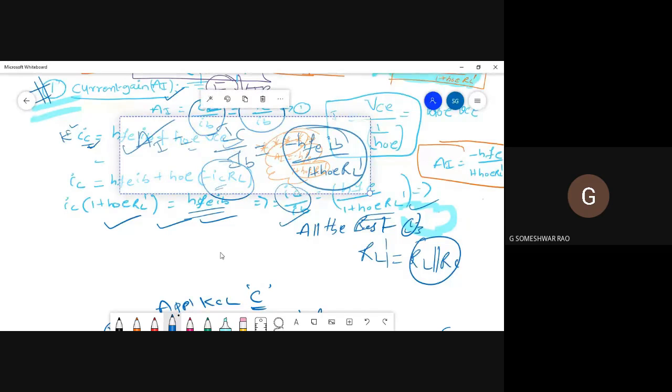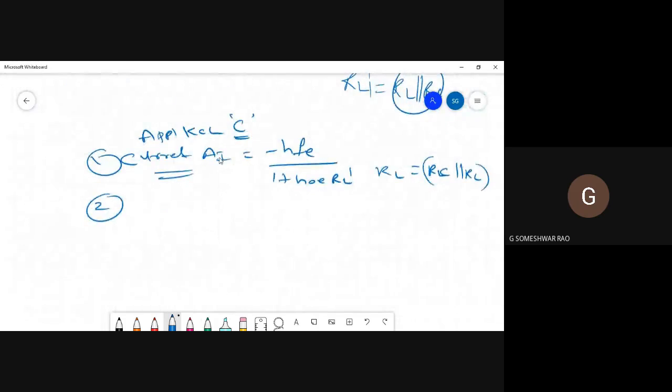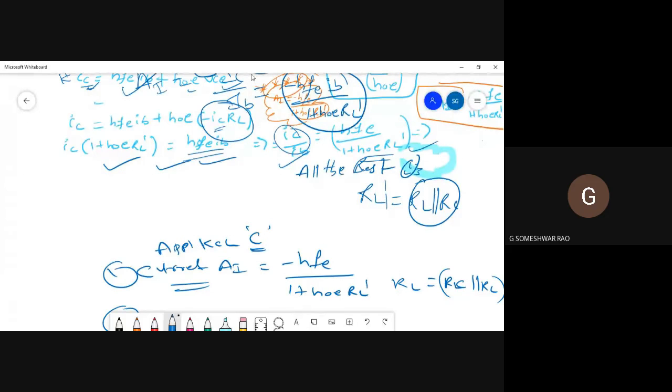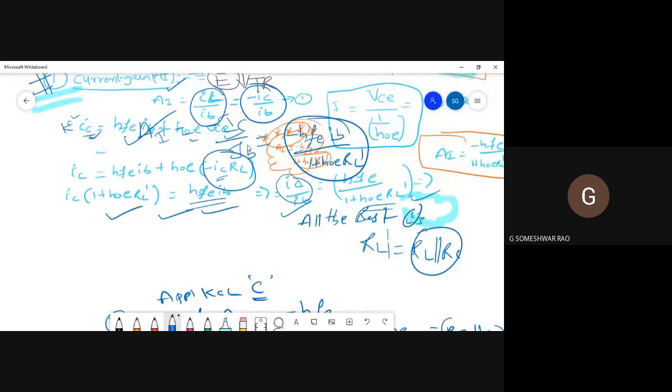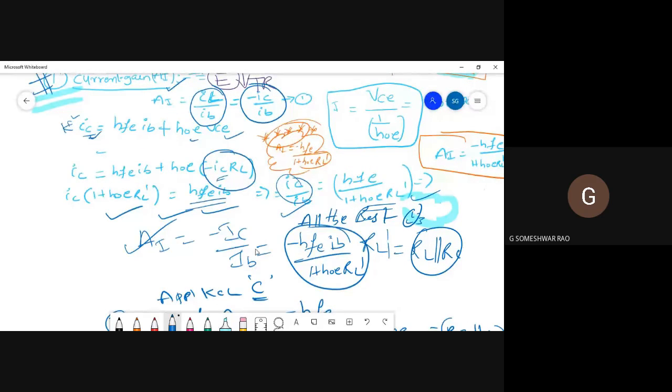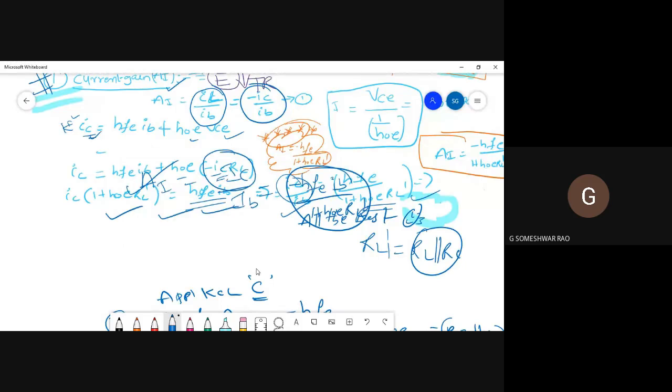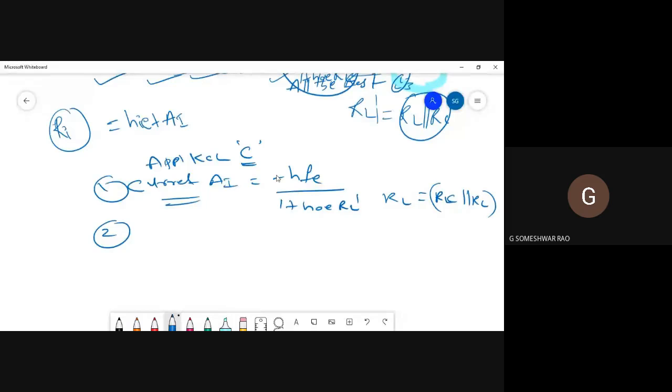Similarly, if you apply the KCL at the collector terminal, you are going to get this. And if you apply the KVL across the input loop, we are going to get RI. What is RI? Input resistance. RI is equal to, what is the formula? HIE plus, can anybody say what is the input resistance formula? HIE plus AI into HRE into RL dash.